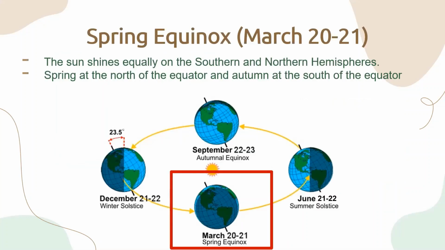As the Earth continues to revolve, it reaches 3/4 of its path around the Sun in the month of March. Just like in September, the Sun shines equally on the Southern and Northern Hemispheres. The length of day and night is equal at this time everywhere on Earth. March 20 or 21 marks the spring equinox, and this is the beginning of spring in the Northern Hemisphere.